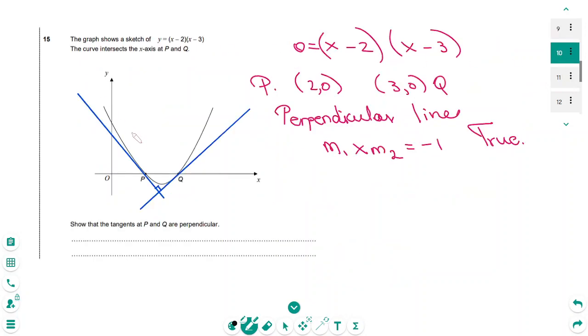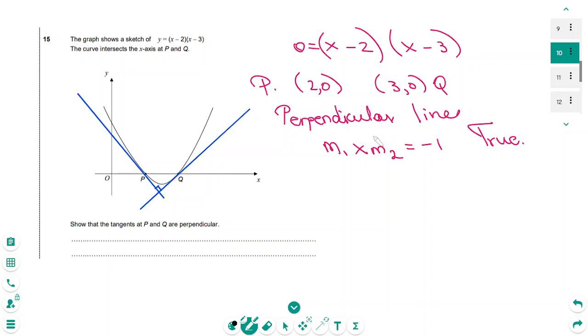Number 15 gives you a graph of a parabola passing through 2 points P and Q, and the graph is x minus 2 times x minus 3. The curve intersects the horizontal axis at the points P and Q, and we must show that the tangents at the points P and Q are perpendicular. To show that they are perpendicular, we need to find the gradients. If they match the condition m1 times m2 is -1, then it has to be true. Okay, they are perpendicular.